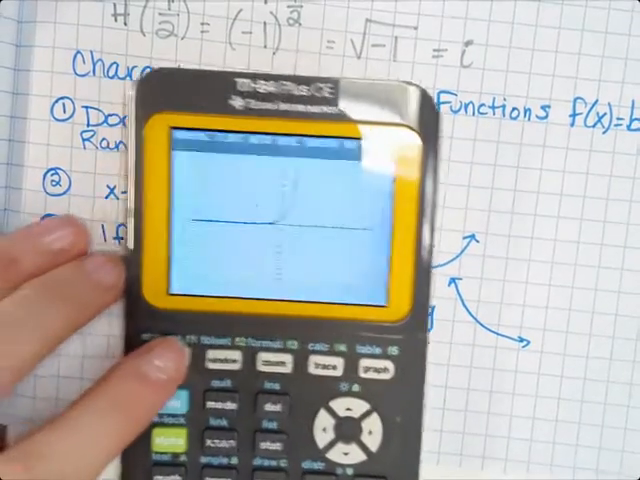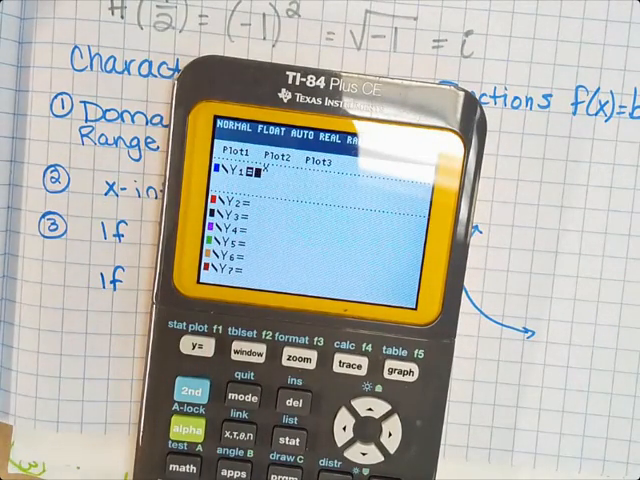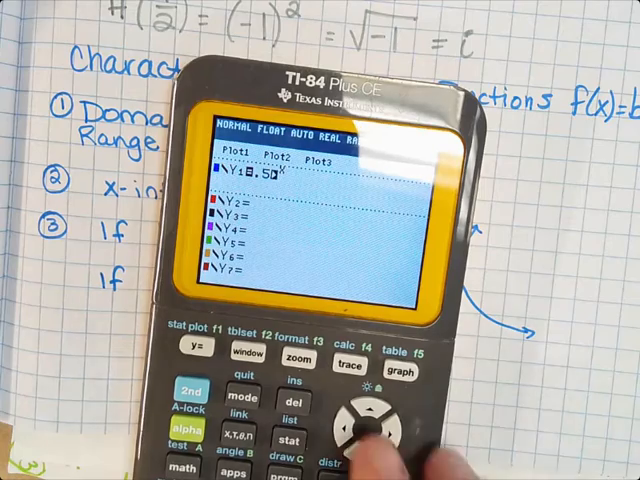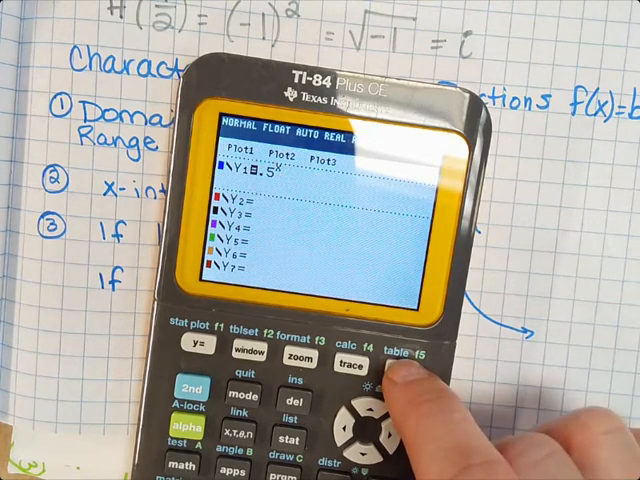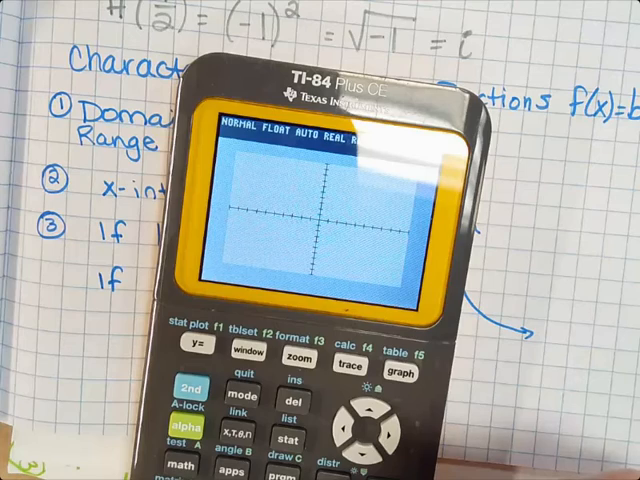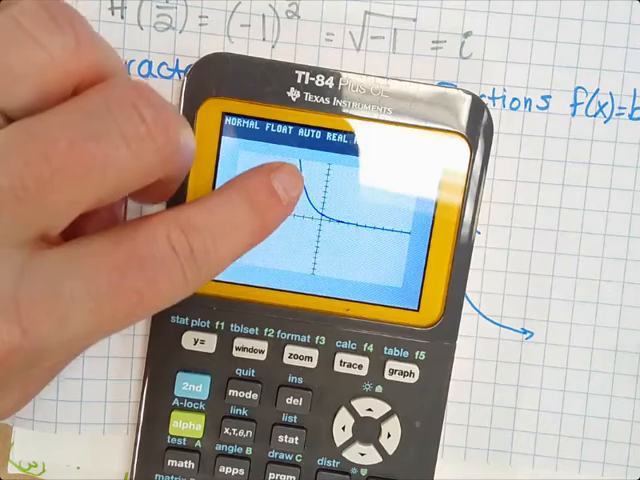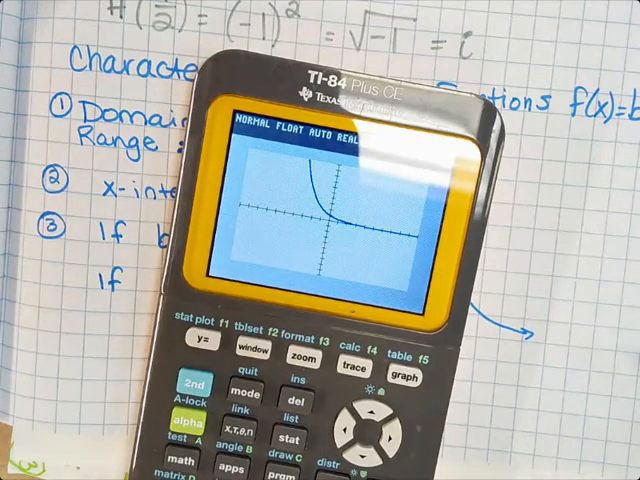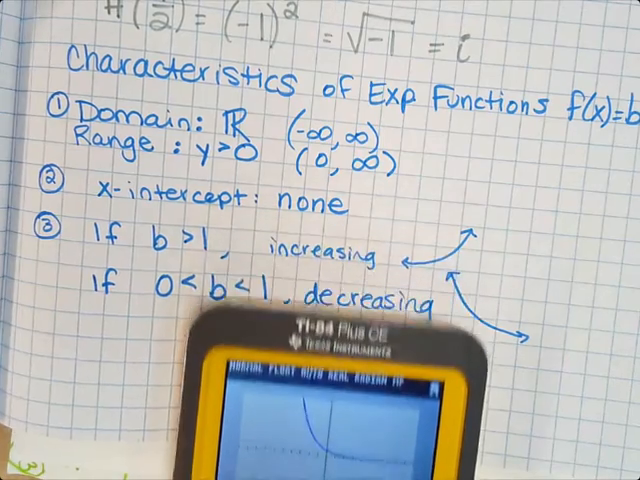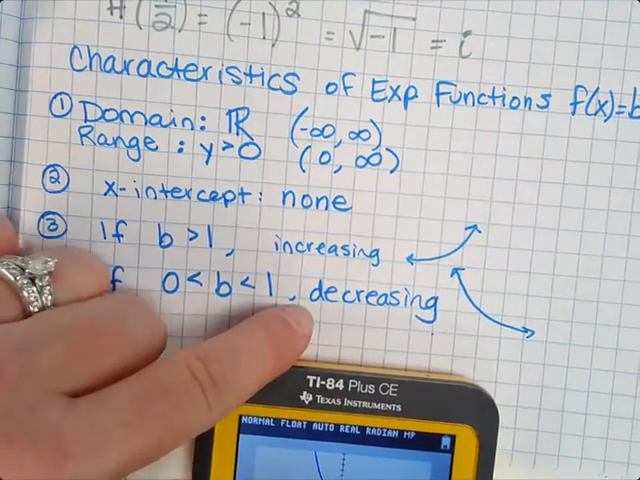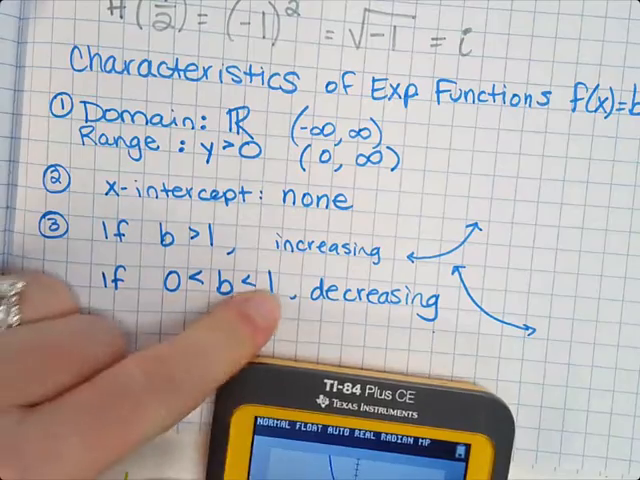So an example of that, let's look at our graph, and let's do 0.5 raised to the x, or half raised to the x, and let's see what that looks like. So it is a decreasing function, but it never crosses the x-axis. It still has the same domain and range. X-intercept none, and it follows the between 0 and 1 being decreasing.